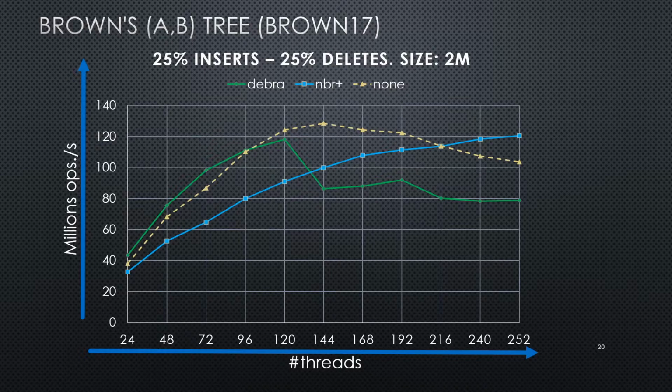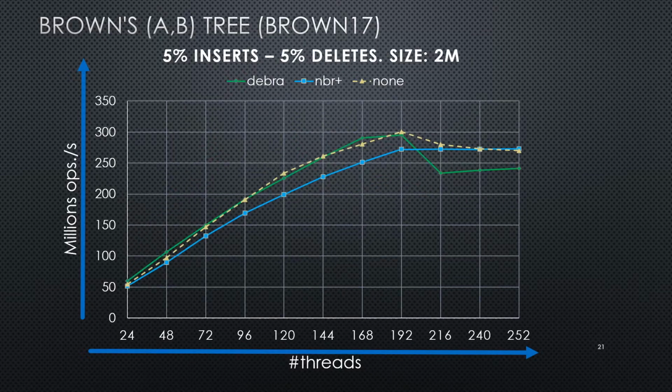And again, for a more realistic workload, which is 50% updates, here Debra again performs better than NBR Plus up to 144 threads, and after that NBR Plus takes over, and up to 252 threads it maintains its supremacy over Debra. Now for 10% updates, both of them are closer, but Debra performs slightly better up to 192 threads, and after that again the trend is that NBR Plus scales better and Debra scales down. So NBR Plus turns out to be performing well after 192 threads for 10% updates.